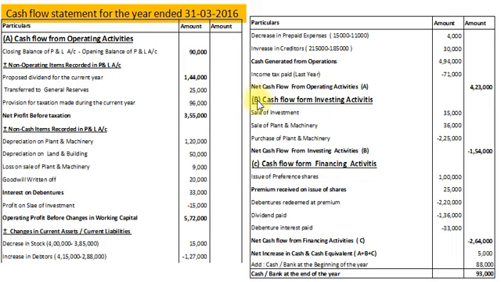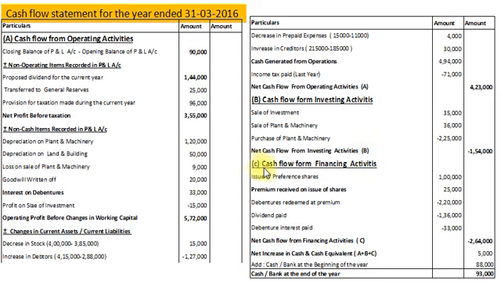Now the second part is cash flow from investing activities. First, sale of investment will be recorded as a source 35,000. Sale of plant and machinery as a source rupees 36,000. Purchase of plant and machinery as application minus 2,25,000. And finally we get minus 1,54,000 as net cash outflow from investing activities, B.